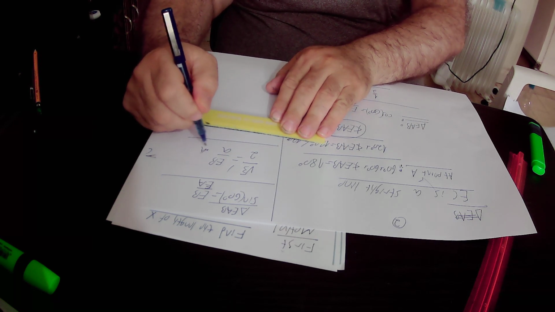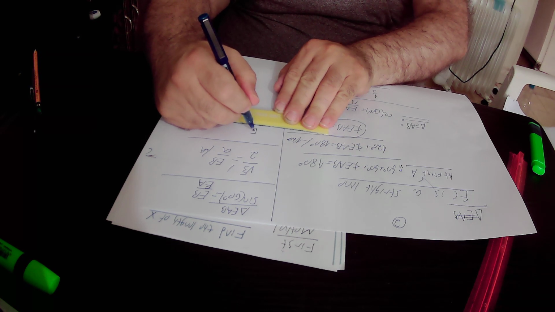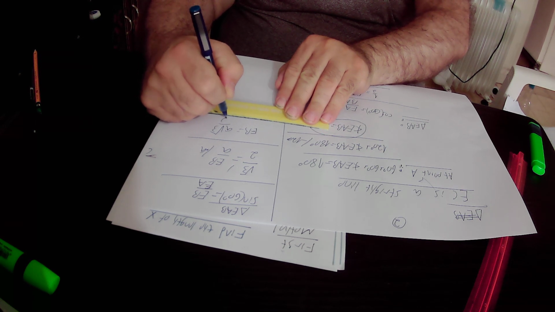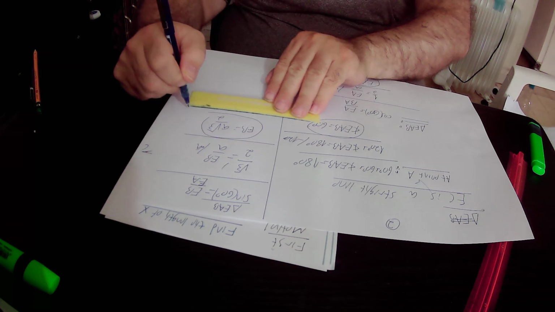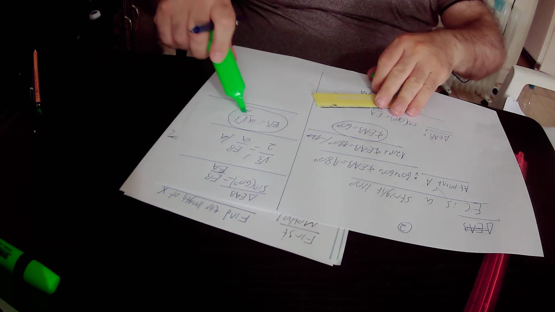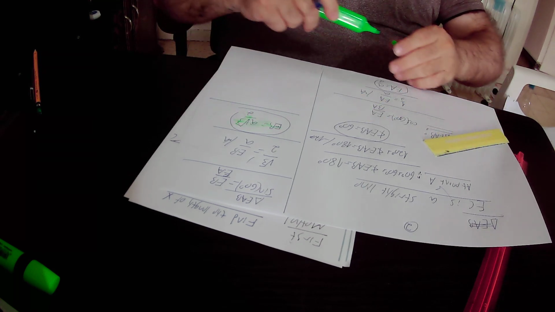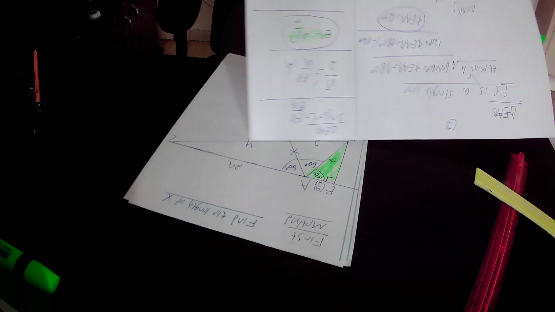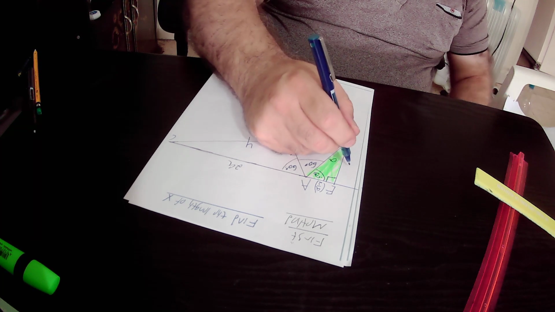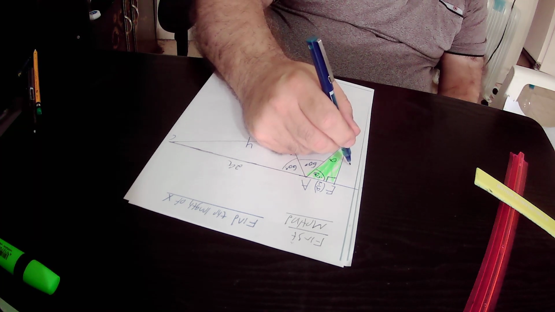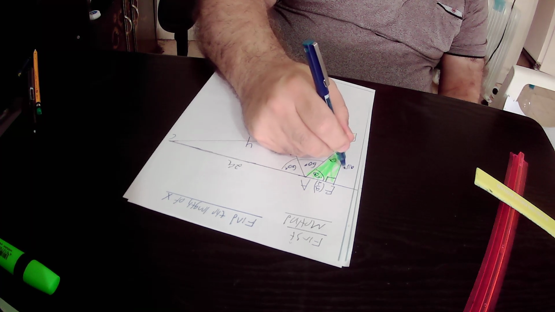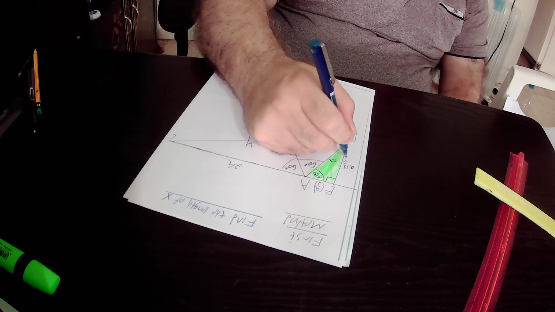We'll multiply this equation by A, and we'll get that EB equals A times square root of 3 over 2 units. Okay, here we can write down that EB equals A times square root of 3 over 2 units.